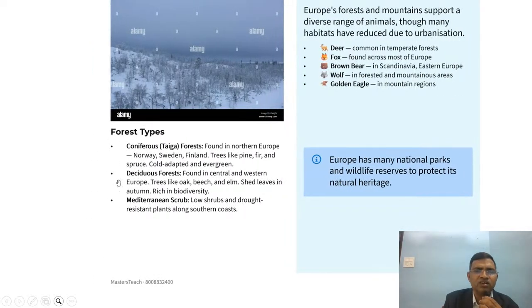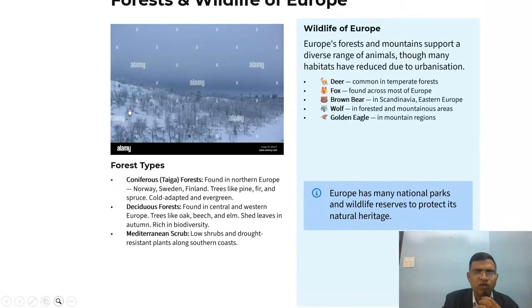Okay, they may ask what the different forest types are. So it is the coniferous taiga forest, found in Northern Europe, like Norway, Sweden, and Finland. Trees like pine, fir, and spruce, cold-adapted evergreens, are here. There is a coniferous taiga forest in northern Europe.